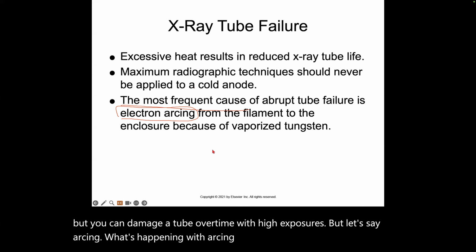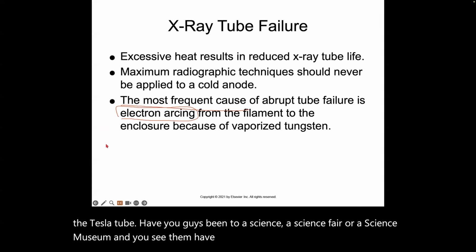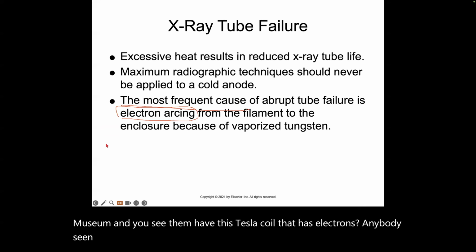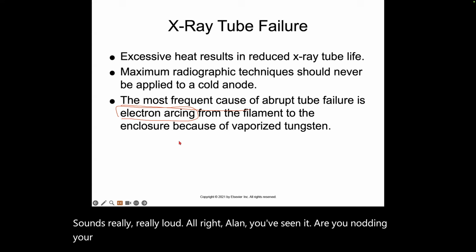You've probably seen this with the Tesla coil. Have you been to a science fair or a science museum where you see a Tesla coil with the electrons? Anybody seen that? Especially in Boston. It sounds really loud. All right, Alan, you've seen it. Are you nodding your head? Are you chewing? I think you're chewing. I've seen it on YouTube. Oh, you've seen it on YouTube.